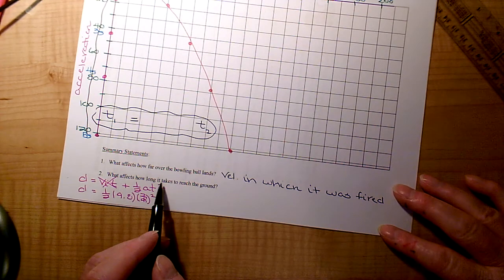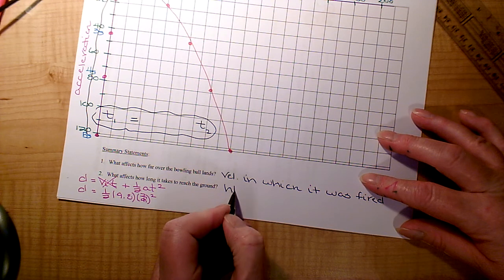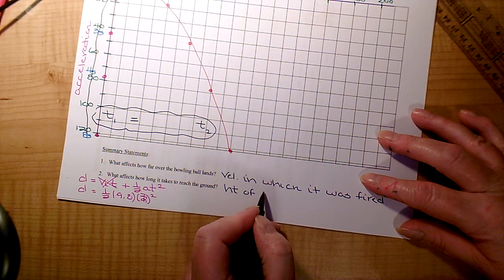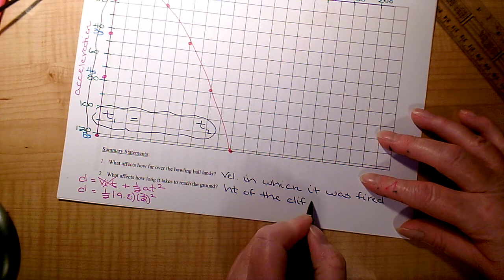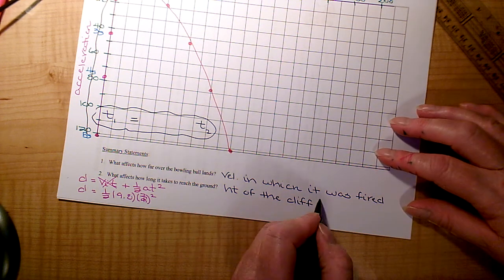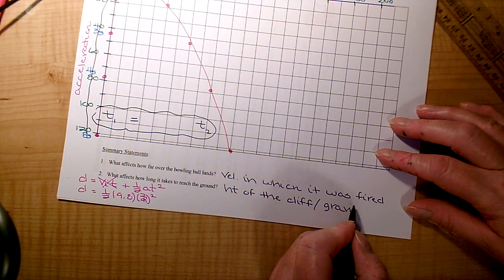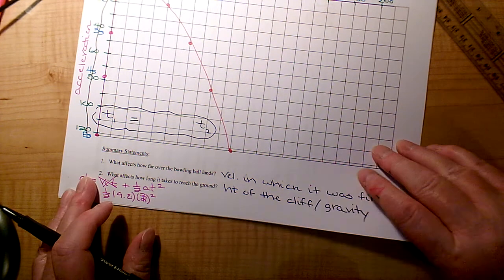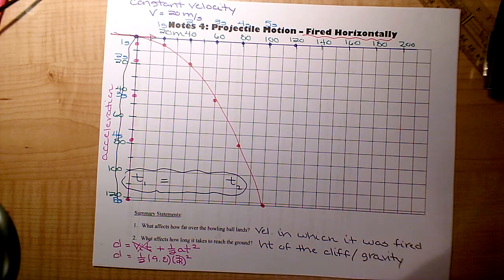All right, so what affects how long it takes something to reach the ground? That would depend on the height of the cliff, because the taller the cliff, the longer it takes to hit the ground. The height of the cliff, and I'll say gravity, because gravity is going to pull both of them down the same. All right, I want to make one more thing on this picture.